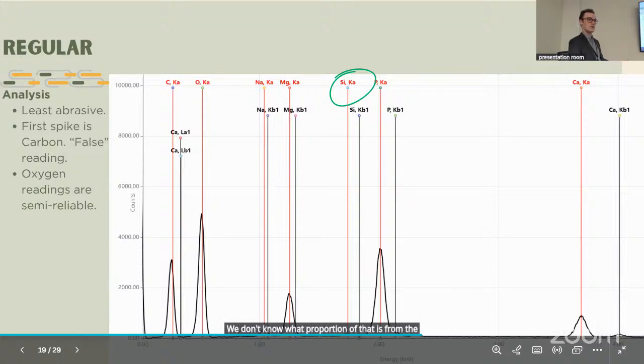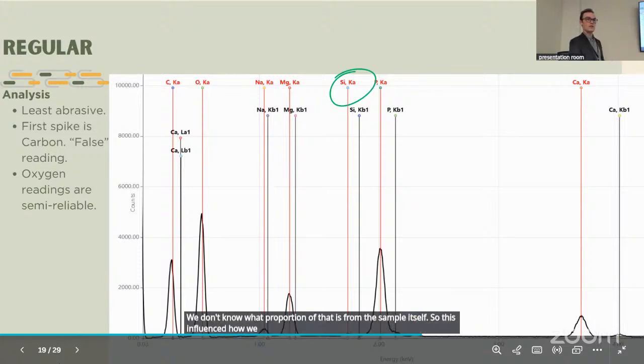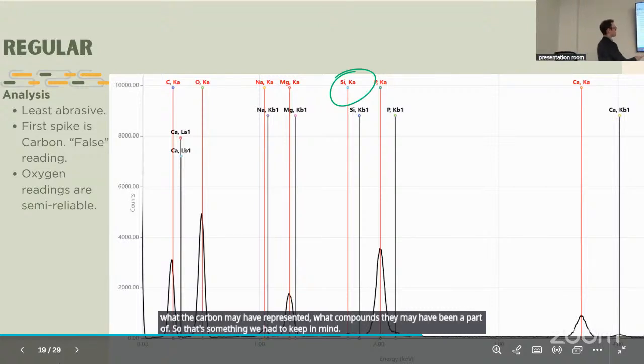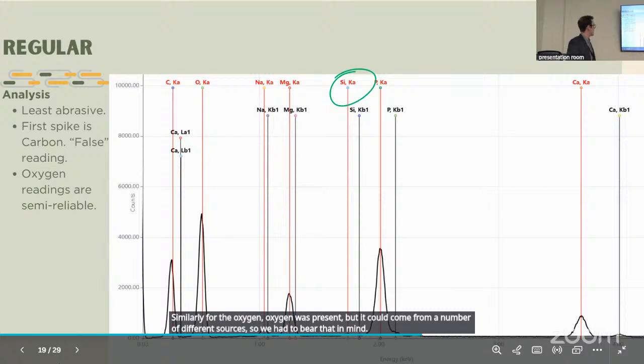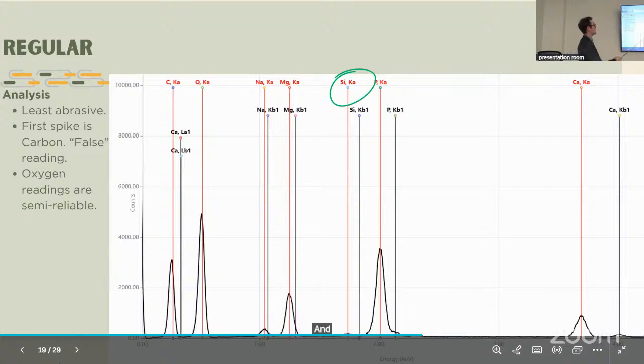So this influenced how we went through our analysis, trying to deduce what the carbon may have represented, what compounds they may have been a part of. That's something we had to keep in mind. Similarly for the oxygen, oxygen was present, but it could come from a number of different sources, so we had to bear that in mind. And yeah, the silicon present, we'll be able to compare that as we go through.